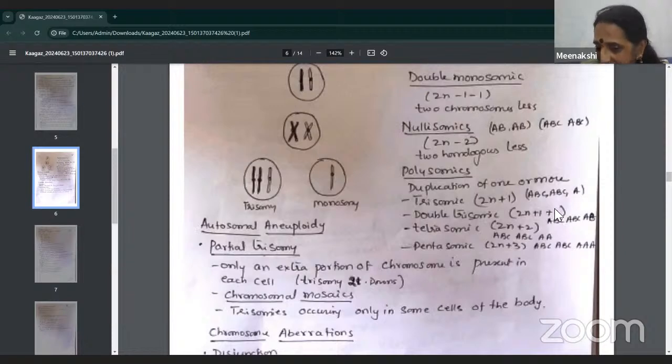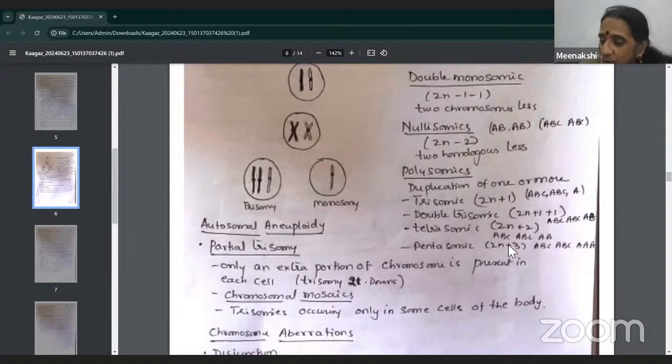Maybe chromosome 10 and chromosome 21. Now coming to tetrasomic, 2n plus 2. That means ABC is the normal genomic composition, that is the double set that you have, plus two extra chromosomes of the same one. A and A will be the extra chromosomes that are being added.